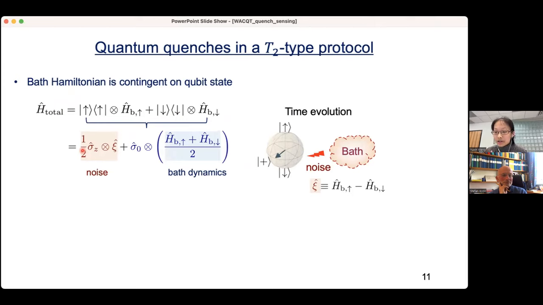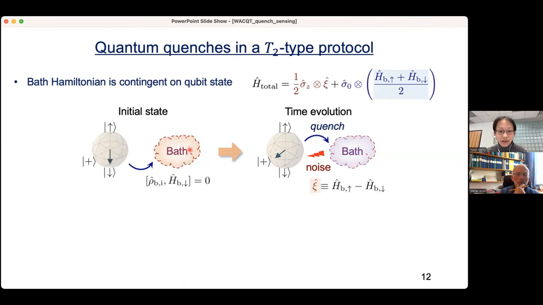As I mentioned, fluctuations in this operator will lead to qubit dephasing. However, if we take a step back and look at the total Hamiltonian, we'll see that apart from this noise term, we also have a remaining term, which is given by the average between those two bath Hamiltonians. Now, while our approach is really general and in principle applicable to generic initial bath states, for concreteness, I will focus on a typical scenario where, at the beginning of the sensing protocol, we initialize the qubit in one of its two eigenstates, say the down state. As a result, the bath will relax to a steady state defined with respect to this H_B down.